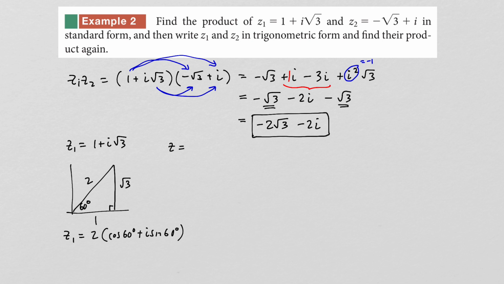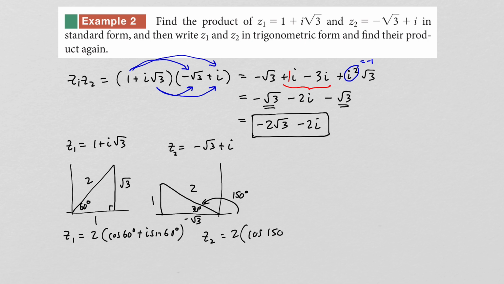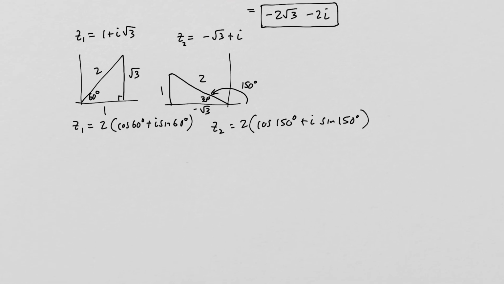And for the second complex number, we have negative radical 3 plus i. That will occur in the second quadrant. Negative radical 3 plus i looks something like this. The reference angle here is 30 degrees, which means the argument of the complex number is 150. And it also has a modulus of 2 units. So the second complex number is equal to 2 times the cosine of 150 degrees plus i sine of 150 degrees. So now we've put both of those numbers into trigonometric form.